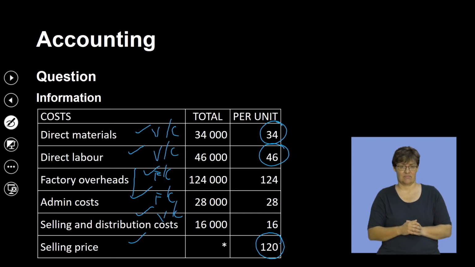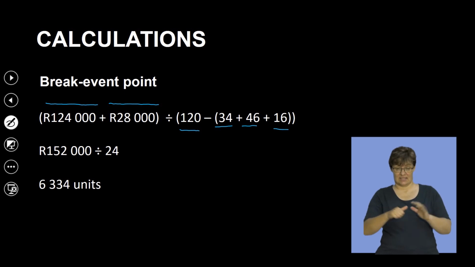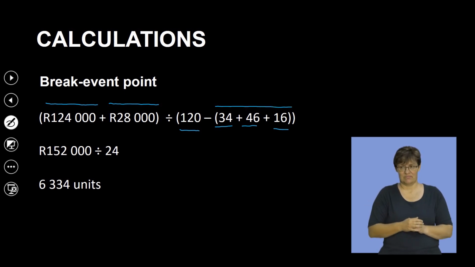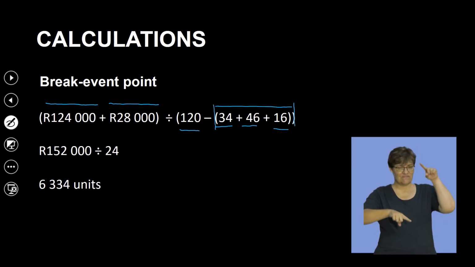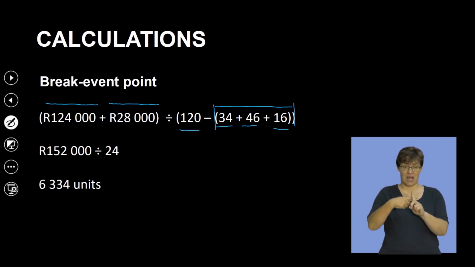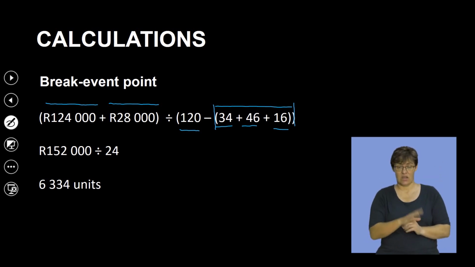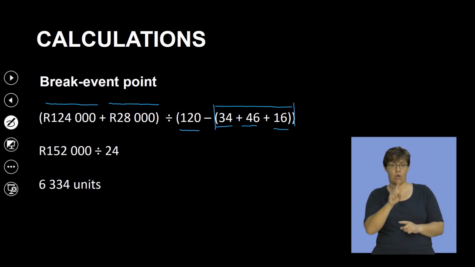46. And then my selling and distribution, which was 16. Go back there. There's the 16. So here you can see there's my variable cost per unit, right? The 34 plus 46 plus 16. If you do this calculation, you'll see that if you add the 124 plus the 28 will give you 152,000, right? That's your total fixed cost.